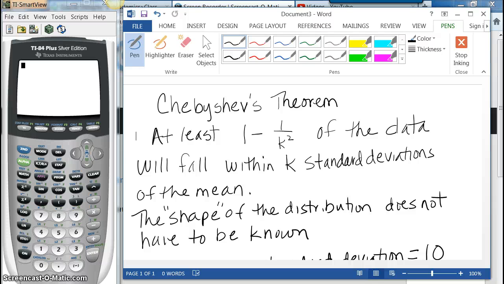This is a demonstration of Chebyshev's theorem. Chebyshev's theorem gives us a sense of how much, or what proportion, or what percent of the data will fall within a certain number of standard deviations of the mean. It says that at least 1 minus 1 over k squared, that'll end up being a fraction, at least that fraction of the data will fall within k standard deviations of the mean.